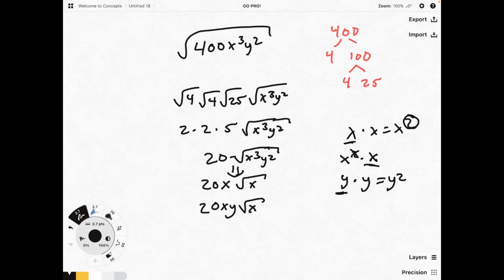Before we say this is the correct answer, we need to remember that it's plus and minus. And once we have the plus and minus, we can say that this is the correct answer.